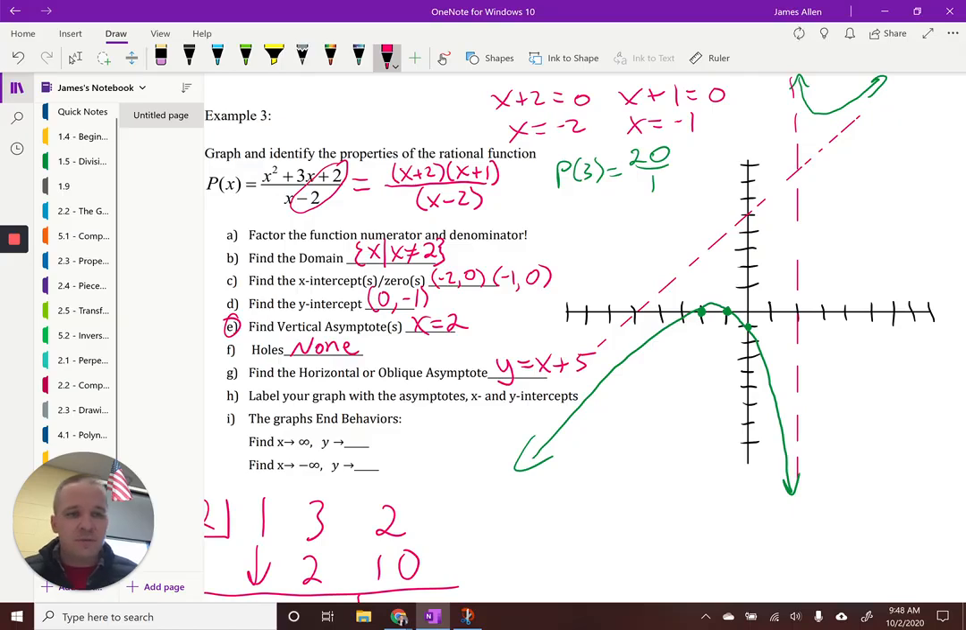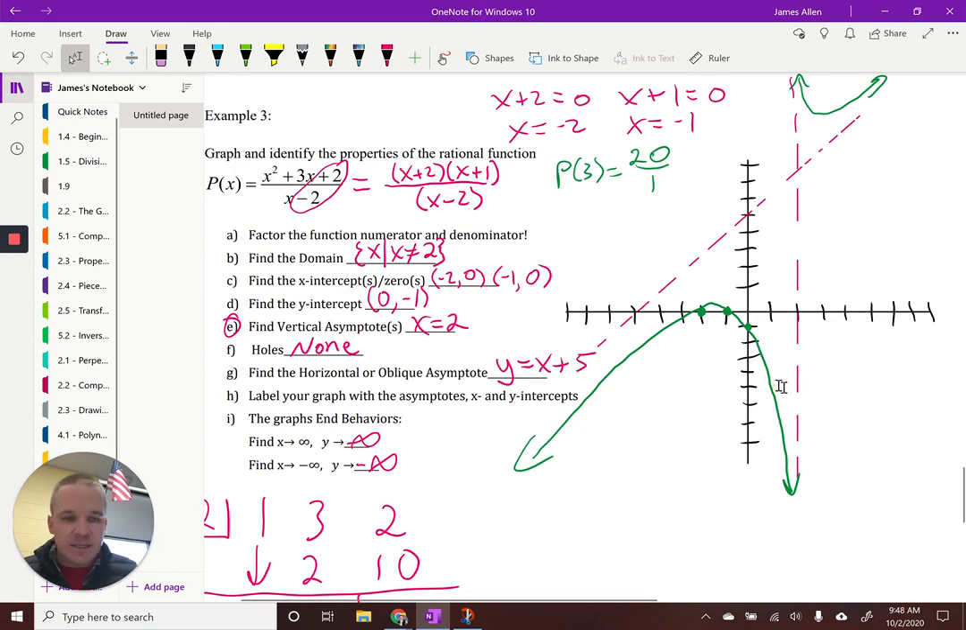Okay, so as x approaches infinity, meaning as we're going further and further to the right, what's the y doing? Well, it's going up, right? So that means y is approaching positive infinity as well. And as x approaches negative infinity, what's going on with the graph? Well, it's going down. So it's going to negative infinity. Nice. And we can even talk about our asymptotes as well.